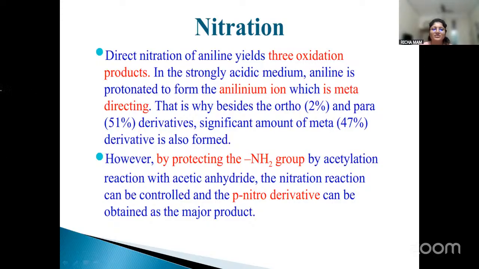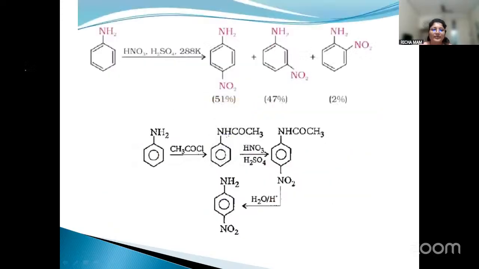So what is the reaction talking about? Here you can see we have an aniline. Aniline in the presence of HNO3 and H2SO4 at 288 Kelvin gives the para product. So this is para, this is meta, and this is ortho. We have ortho-nitroaniline, para-nitroaniline, and meta-nitroaniline. So when aniline undergoes nitration, all three products are formed.